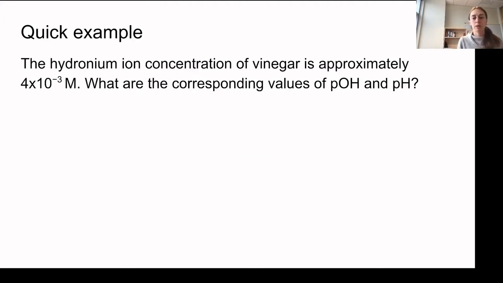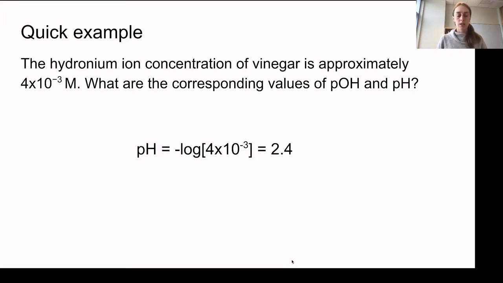So let's do a quick example of using the pH. If the hydronium ion concentration of vinegar is approximately 4 times 10 to the negative 3 molar, what are the corresponding values of pOH and pH? So pH, again, is the negative log of the concentration, and in this case, our negative log of the concentration of hydronium ions is 4 times 10 to the negative 3. So our pH is 2.4. Similarly for pOH, we know that we have 14 minus 2.4 is 11.6. So our pOH is 11.6.